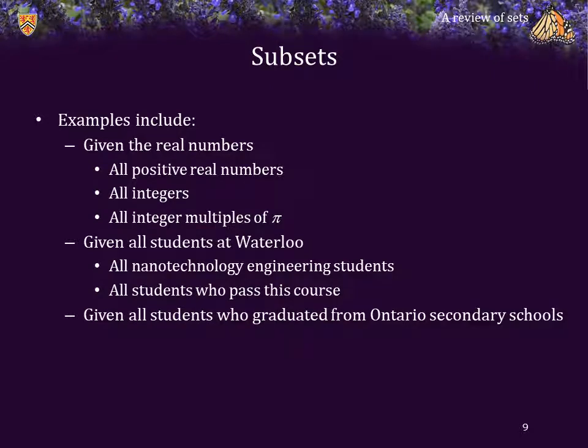Here's another subset. Given the set of all students who graduated from Ontario secondary schools, all students here are not a subset of this larger set. Even though out of the 120 students in this course, there are students here who did not graduate from Ontario secondary schools. So the set of all students here is not a subset of all students who graduated from Ontario secondary schools.